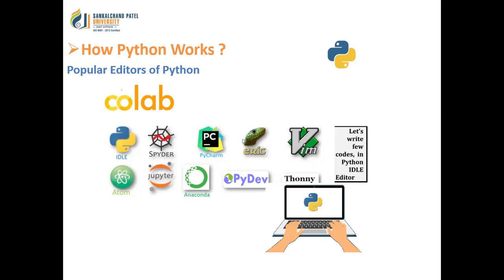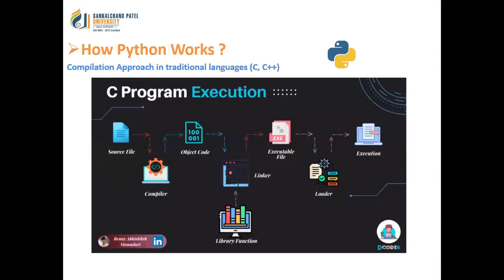So we all know that to write any program, we use such kind of editor. We write our source code in an editor. After writing our source code, we save our program with a particular extension of that programming language. Now, friends, we are going to discuss how compilation takes place in Python.